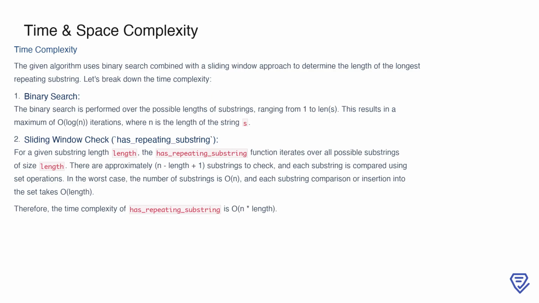Next, for each potential substring length, the has_repeating_substring function is used to check if a repeating substring of that length exists. This function iterates over all possible substrings of the given size. If the substring length is length, there are approximately n minus length plus 1 substrings, which simplifies to O(n) in the worst case. For each substring, operations such as comparison or insertion into a set are performed, which take O(length) time. As a result, the time complexity for the has_repeating_substring function is O(n * length).